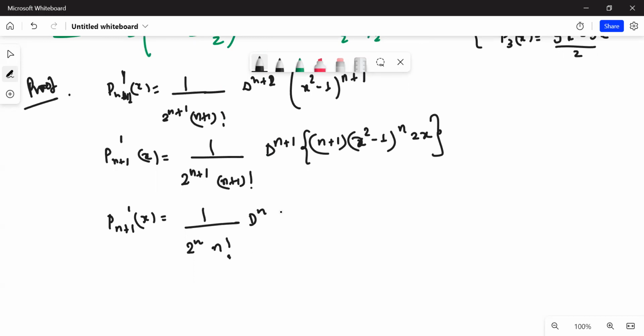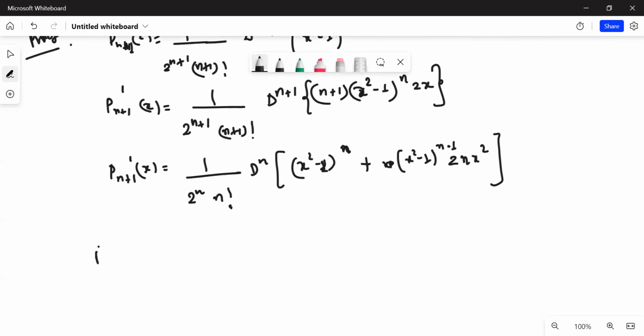And then you can write d^n, and again you can take a derivative inside. So the derivative inside would give you x square minus 1 raised to power n, because this 2 is outside, n plus 1 is outside, plus n into x square minus 1 to the power n, and then 2. Oh, sorry, this is x square. Okay, so this is what is going to be.